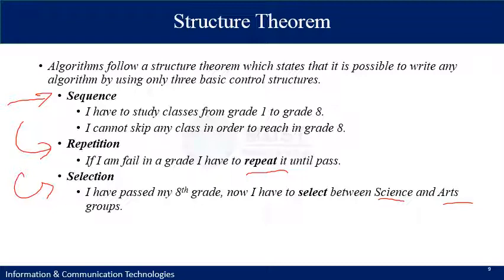You have seen the sequence structure in the previous algorithms, and you have seen the selection structure in one of the previous algorithms where we had to calculate the grade, and if the grade was greater than 50%, we printed pass.